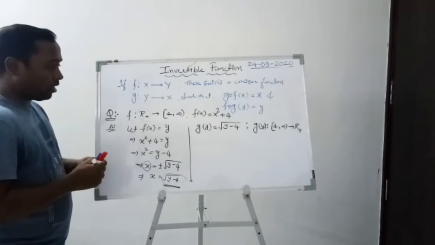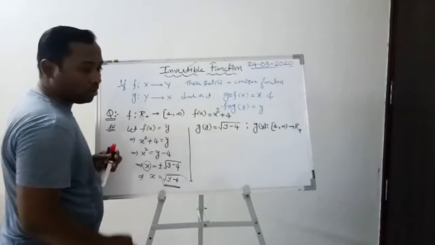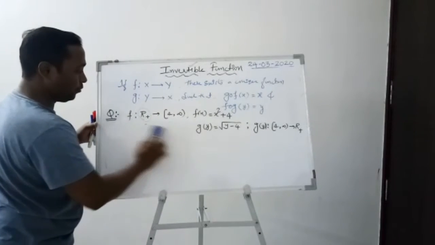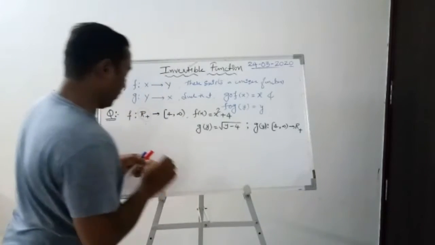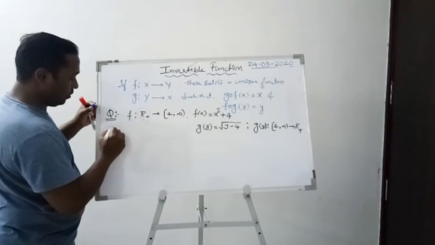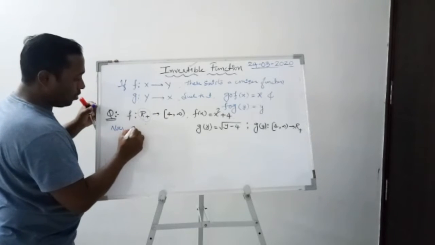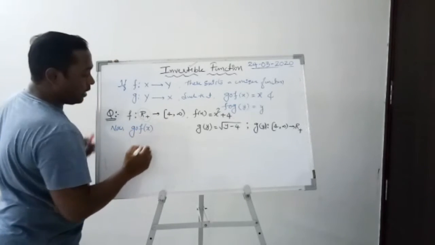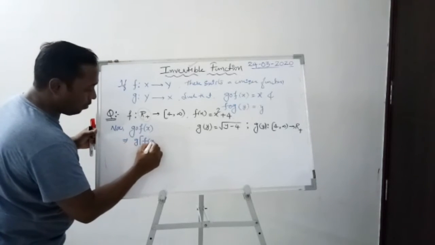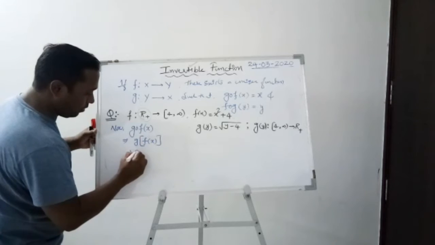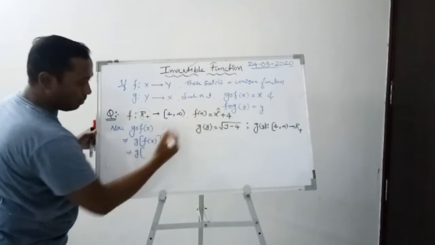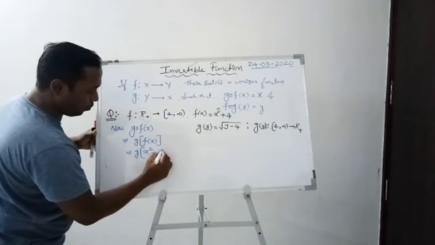Okay, so I am taking the gof operation first. So gof of x. First we'll solve for it. It means g of f of x. What is f of x given in the question? This is x square plus 4. So we'll write x square plus 4 in place of that.